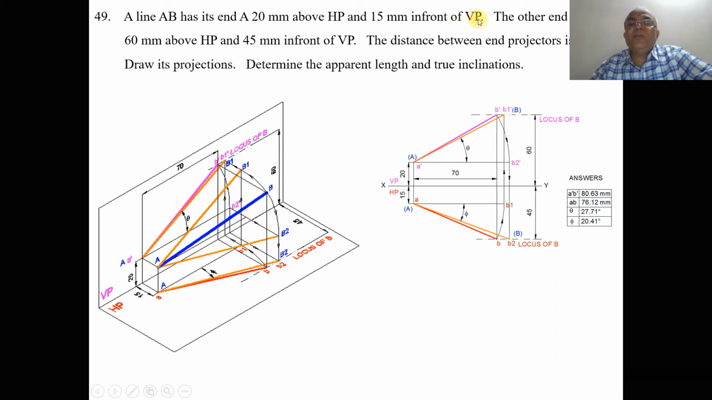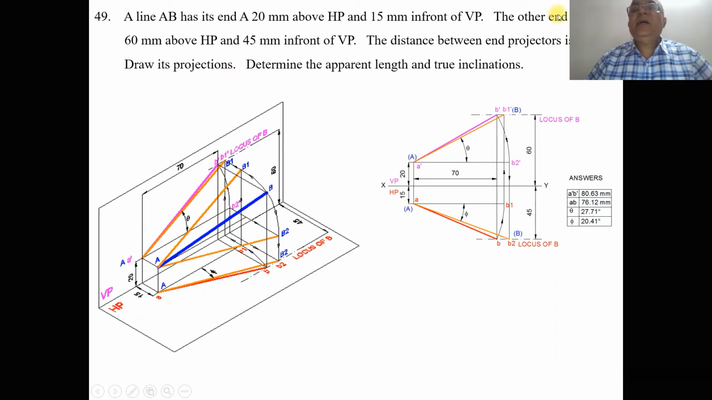Similarly, 15 mm in front of VP. In front of VP is seen in HP, and HP is below the XY line. From the XY line, you measure 15 mm below and then draw a horizontal line. Then consider any point and draw a vertical projector so that it touches both of these newly drawn lines. Then mark this point as A dash, this point as small a, and this as capital A.